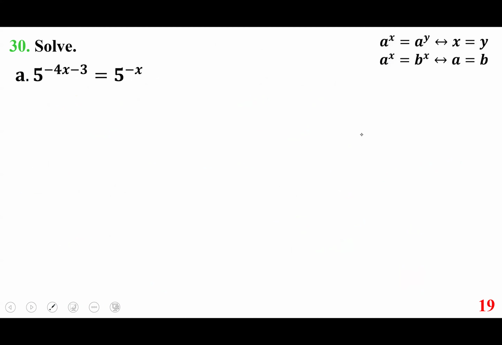We want to solve equations. The first one is 5 to the power of minus 4x minus 3 equals 5 to the power of minus x. So a couple of properties. If a to the power of x equals a to the power of y, that means they have the same base, they must have the same exponent. Or if a to the power of x and b to the power of x is the same, meaning they have the same exponent, they must have the same base. In this case, we have the same base. So the exponents must be the same.